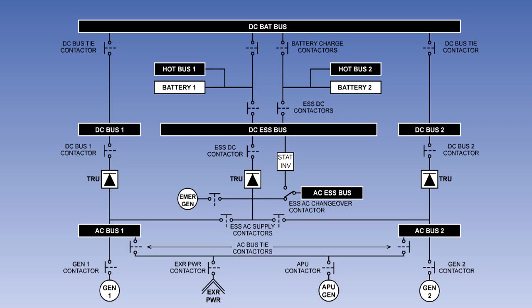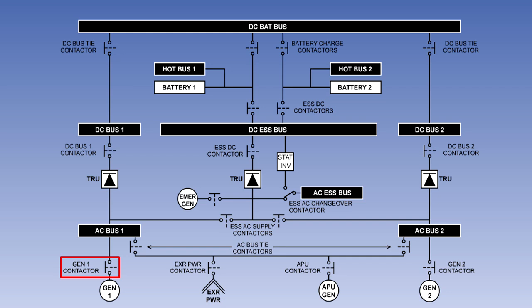Displayed on the screen now is the Split Busbar system typically used on two-engine Airbus aircraft. The diagram is laid out in the style you can expect to find in the aircraft's aircrew manual. This system has all of the components we saw on the last system, the only major differences being that this system has two batteries and an emergency generator.